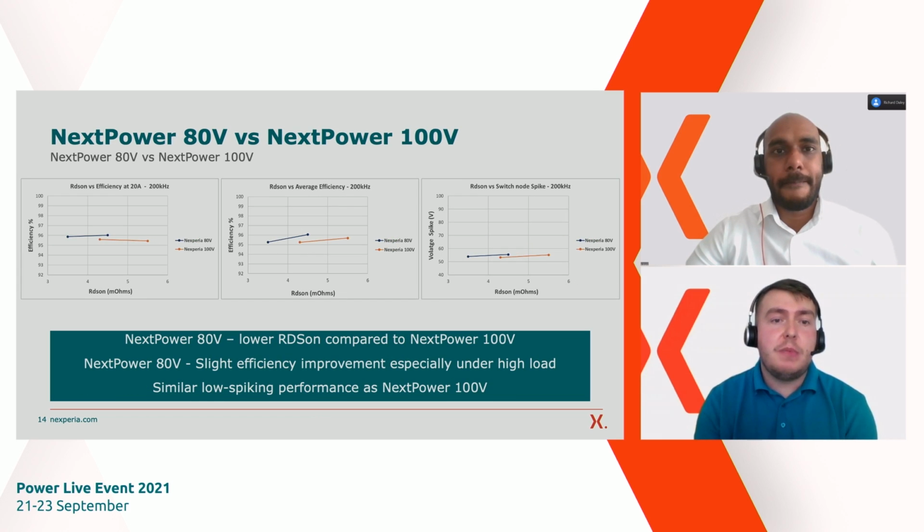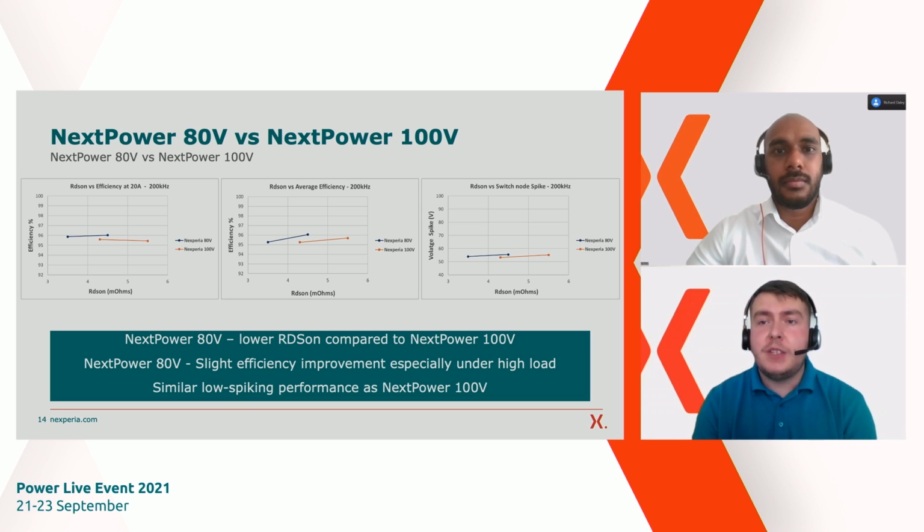So what we've done is we've compared our 80 volt product with our 100 volt product with a similar spec RDS on. And what we can see is that from efficiency at load, average efficiency, and switch node spiking, there is hardly any difference at all. So if you think that your product may not need a 100 volt product, you can still choose an 80 volt product, which has exactly the same benefits: high efficiency and lower spiking.